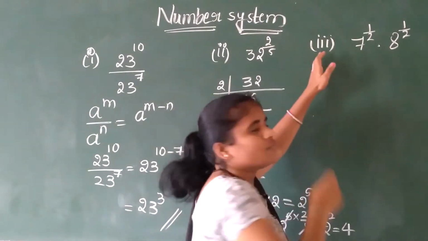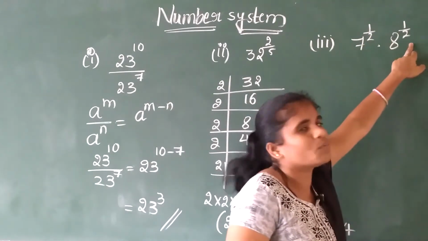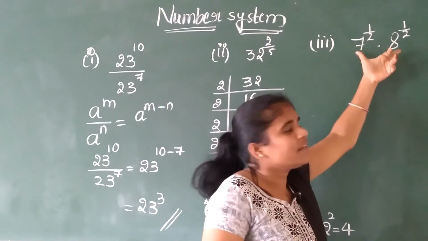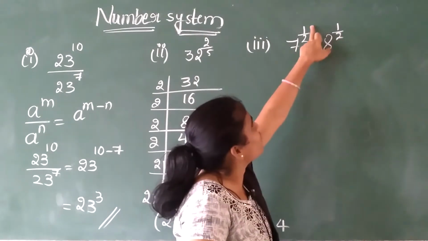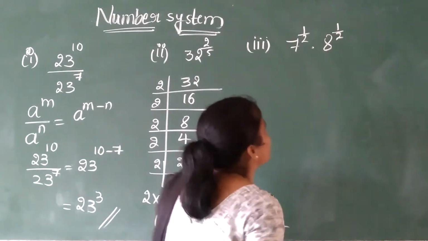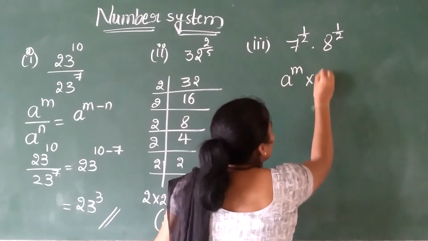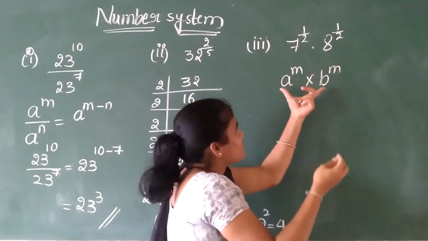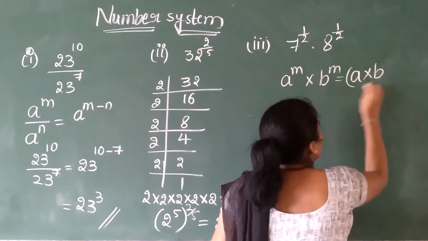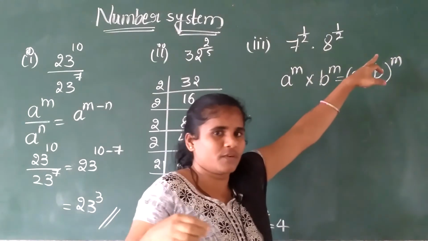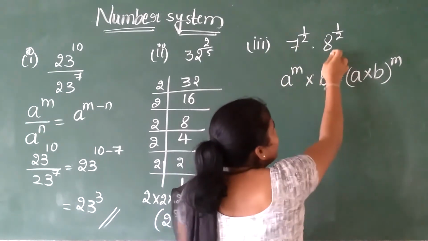Okay, next is the third one, that is 7 to the power 1 by 2 into 8 to the power 1 by 2. Here the bases are different, but the powers are the same. So a to the power m into b to the power m is equal to (a into b) whole to the power m. So a is nothing but 7, and b is nothing but 8.